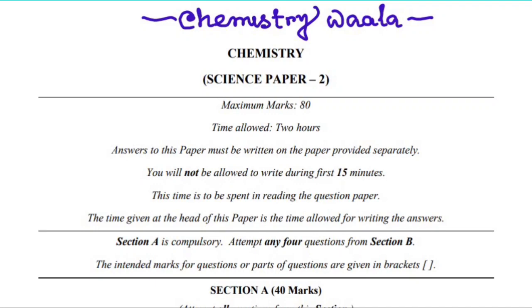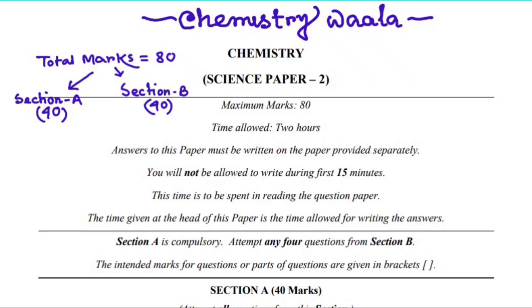As you all are familiar with the pattern of the question paper, Section A and B carry 40 marks each. Section A comprises short answer type MCQs, whereas Section B contains long answer type questions. So without wasting any time, let's move on to Section A of the 2023 ICSE Chemistry question paper.